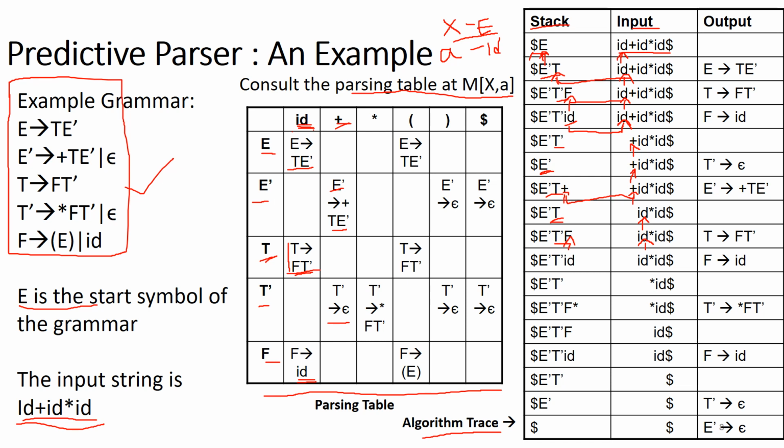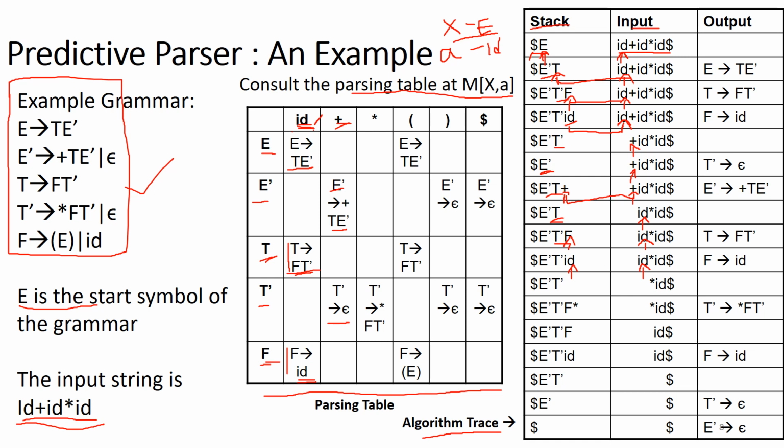Therefore, the parsing procedure again consults the parsing table at the location F and id. And here we have a production F to id, where F is the left hand side of the production and the top of the stack, and id is the right hand side of the production. And therefore F, the left hand side of the production, which is on the top of the stack, is replaced with the right hand side of the production, which is id, and now id becomes the top of the stack. The current input symbol under consideration is still id.